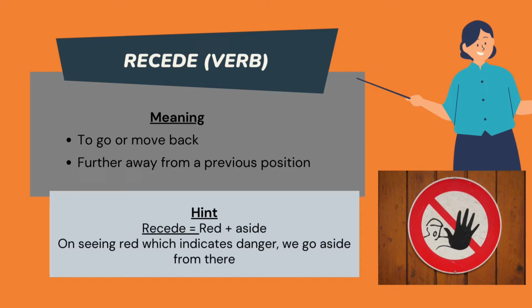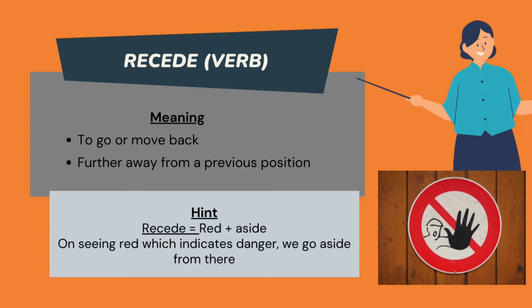Our first word is recede. Recede is basically a verb. It means to go or move back or further away from a certain position. It means to move backward from a certain position, certain situation, certain happening, to recede from that place.